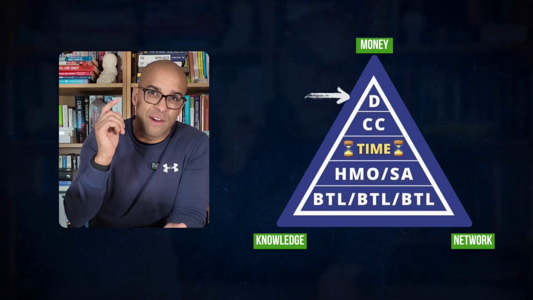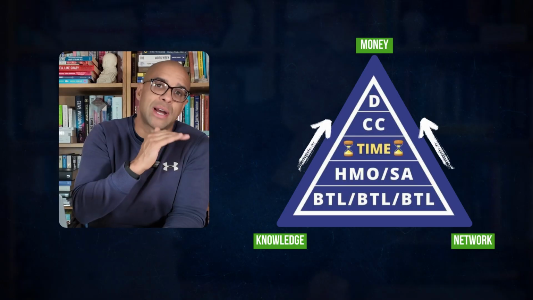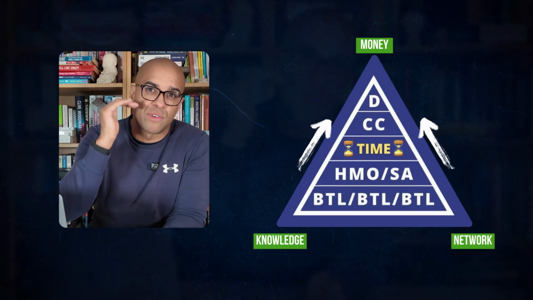So this is what I call the property delta matrix. I'll get it up on the screen. And a delta is a triangle in ancient Latin, if you're wondering. At the bottom, you've got buy-to-lets, and at the very top, you've got development. And in between, you've got HMOs, serviced accommodation, commercial conversions, and commercial buildings. But imagine it like this.